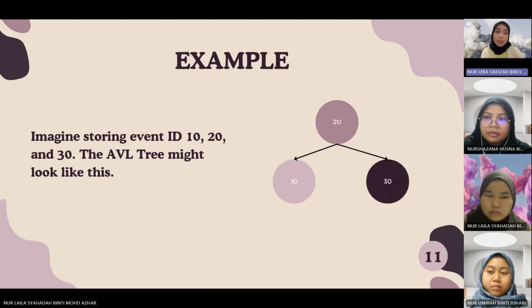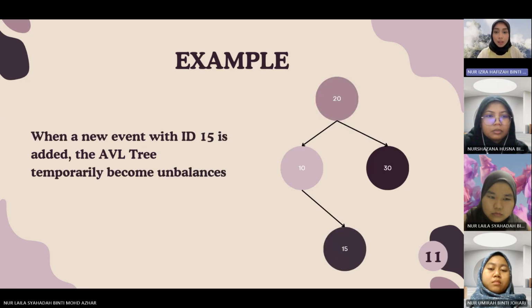For the first example, let's say we start with three event IDs: 10, 20, and 30. Here is how the AVL tree will arrange them. Everything is perfectly balanced, and each side of the tree has an equal number of labels. Next, we would like to add a new event. So now we add an event with 15. The tree will temporarily look like this. The left side is now taller than the right side. This imbalance could slow things down if not fixed.